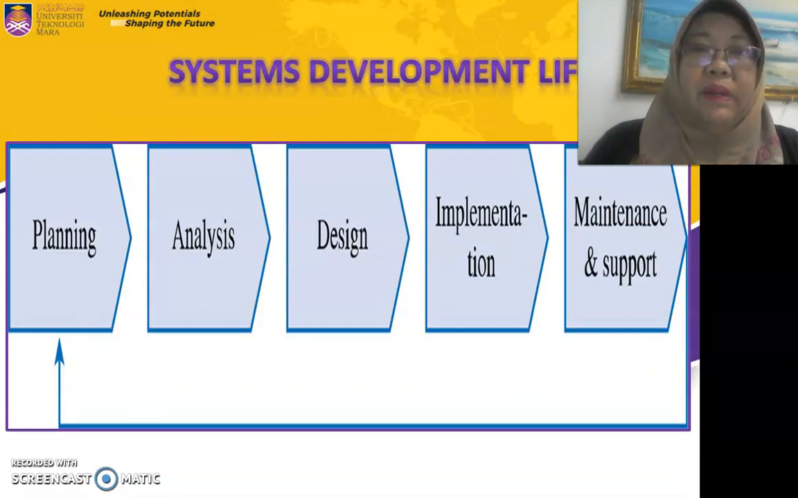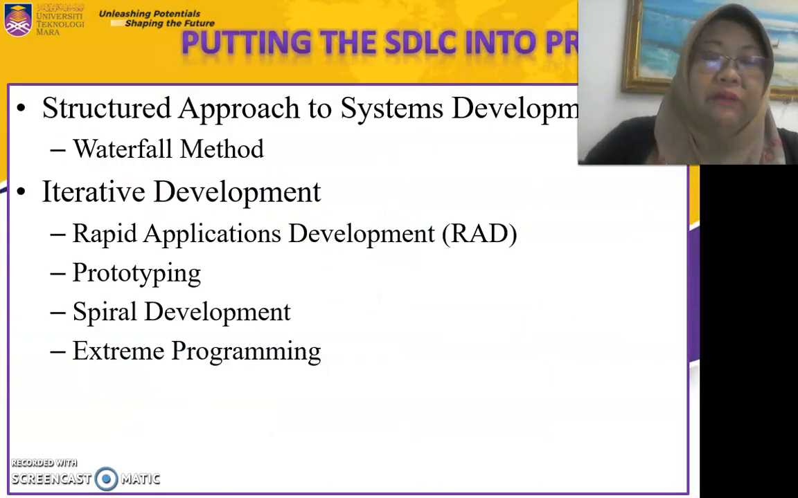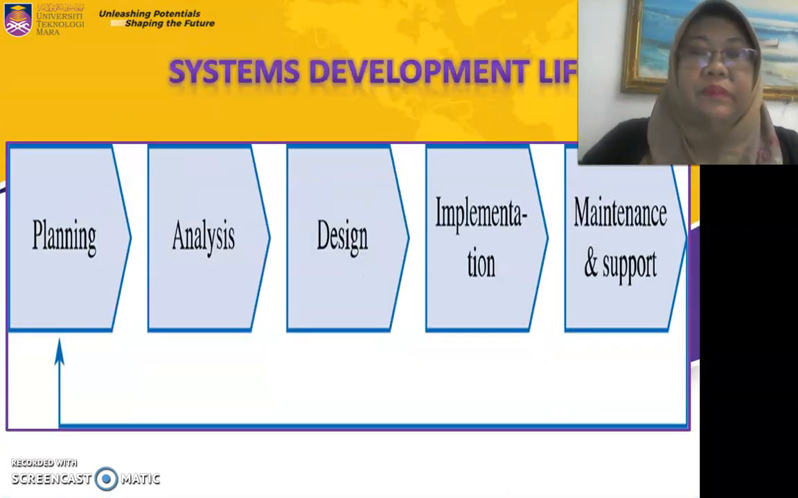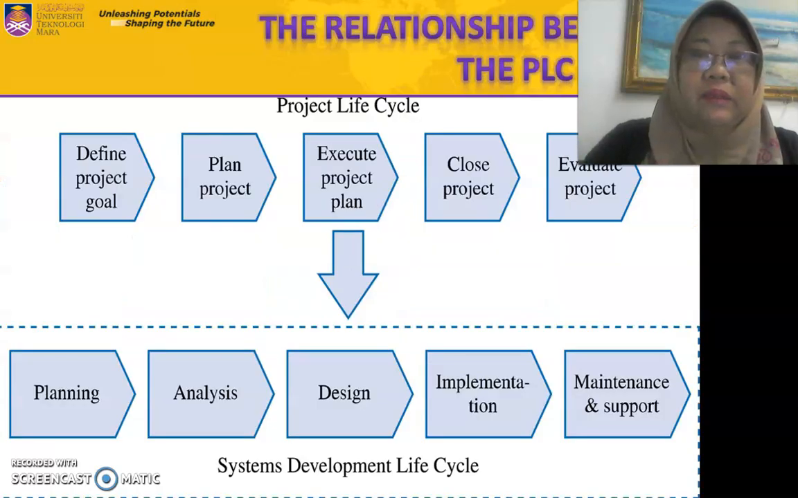Whereas for the generic system development life cycle, we have five phases. It starts with planning, followed by analysis, design, implementation, and the last phase is maintenance and support. So how can we relate project life cycle and system development life cycle?